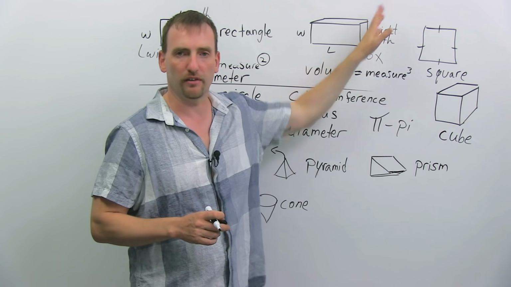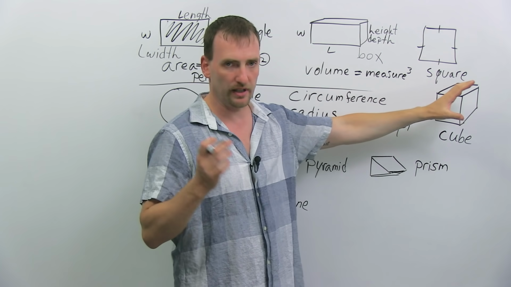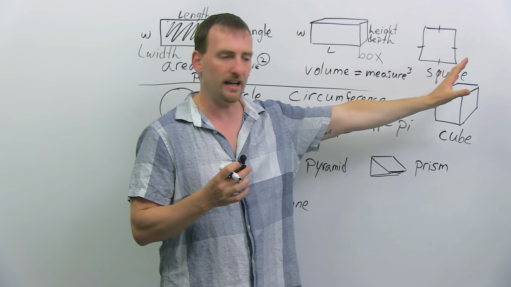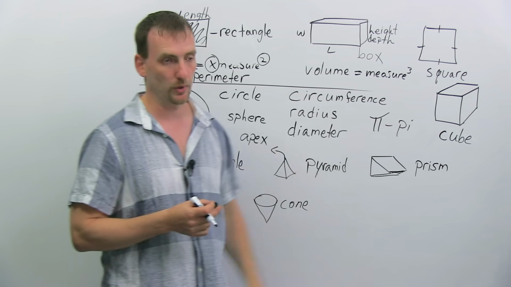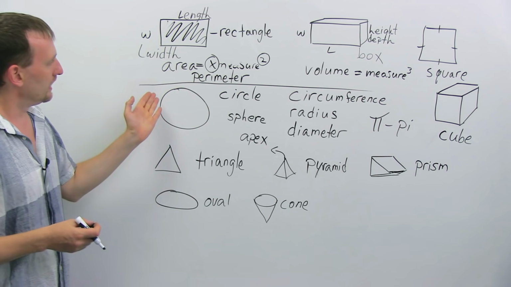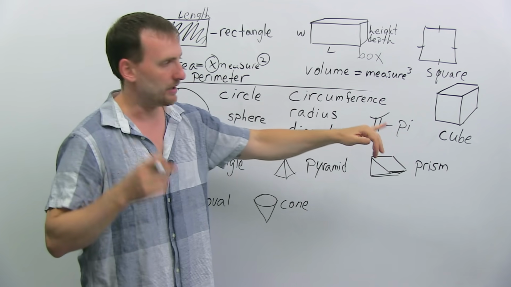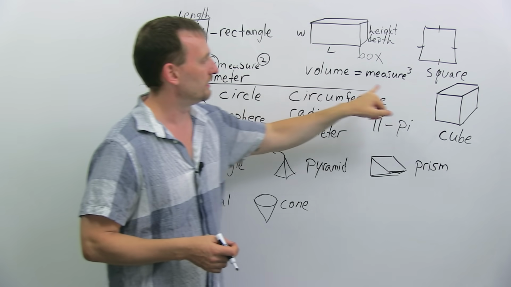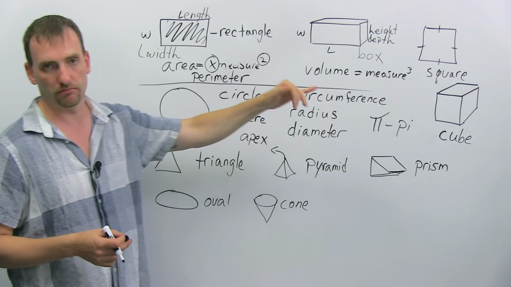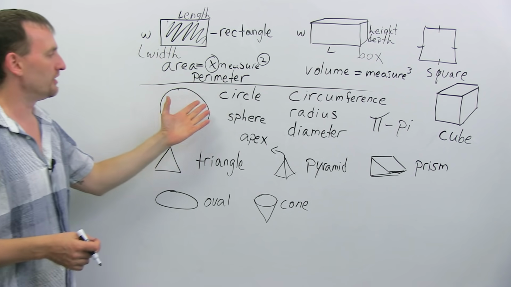Now, other shapes. We have a square. All 4 sides are equal. When you put in the extra measure, the extra side, and you have a depth to it, then you have a cube, okay? And again, another way to think about this is 2-dimensional, that's why it's squared. This is 3-dimensional, cubed. Okay. A circle or a sphere.